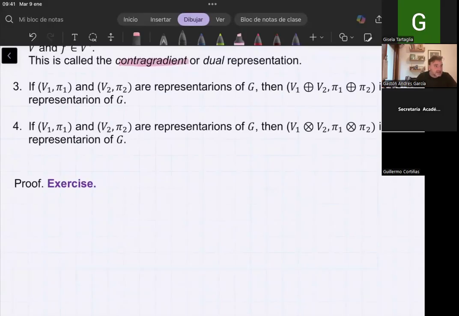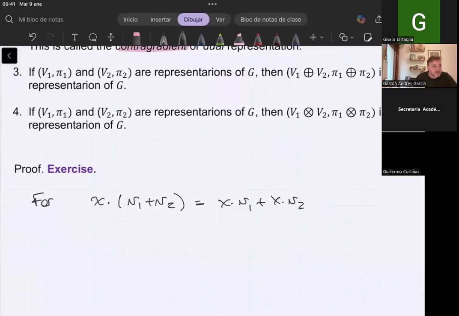And the idea is the following, which is how we describe the action. An element X acting on an element of a direct sum, I will write the element of a direct sum as v1 plus v2, is just by acting on the summands, okay? Since the action on each one is continuous, this action is going to be continuous.